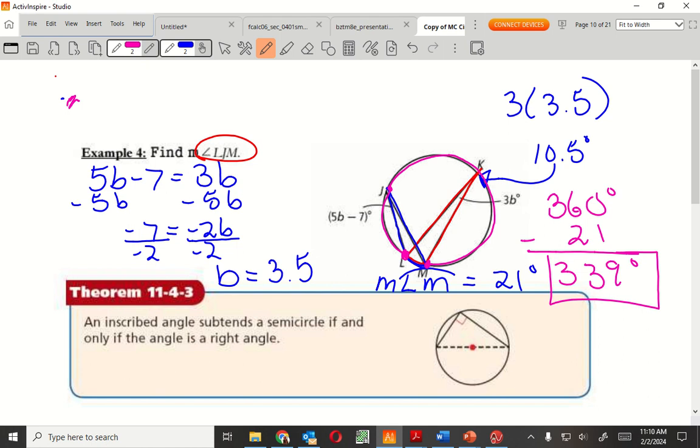How do we get 21? Why did you put 21? No. How do we get 21? How did I get 21?